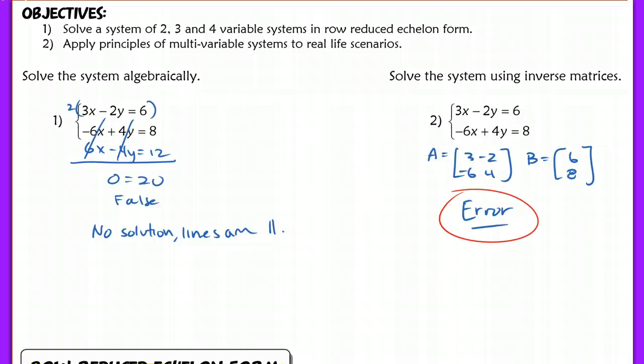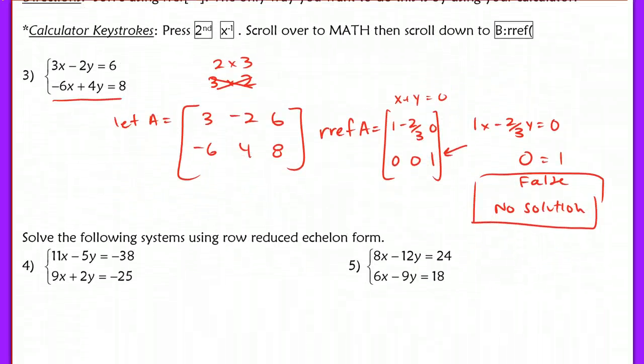Some of you might be more comfortable with using inverse matrices. You might really like this, but I think you're going to like row-reduced echelon form because you only have to fill out one matrix. And again, all you do is say let A equal, now you include all of the coefficients and the constant matrix together. You hit row-reduced echelon form and it spits out an answer.